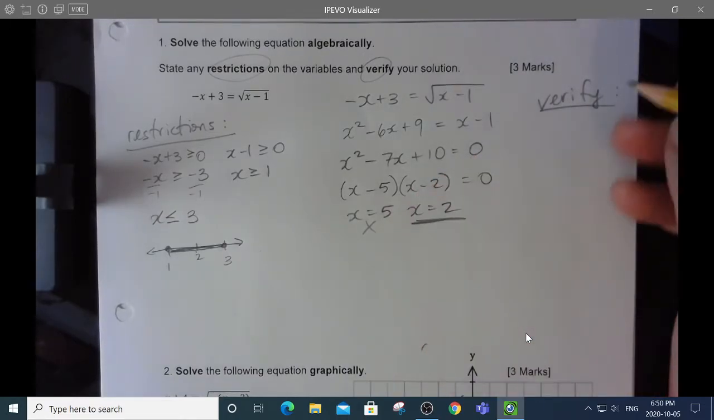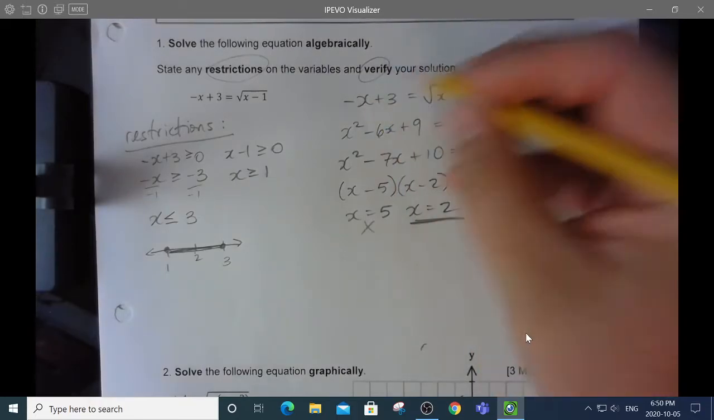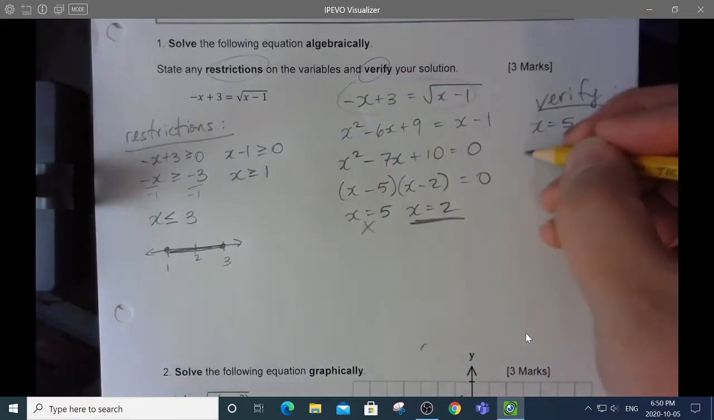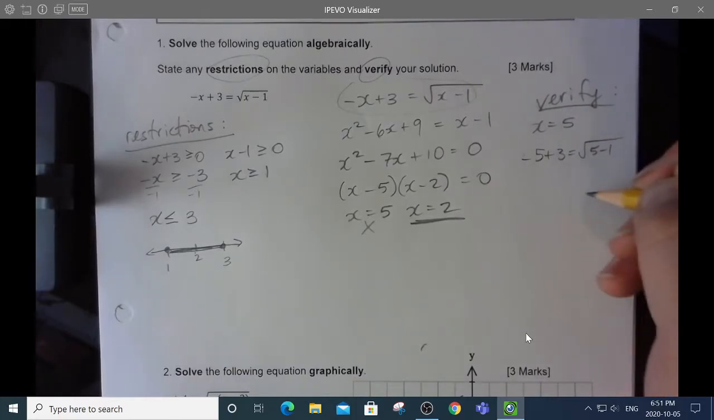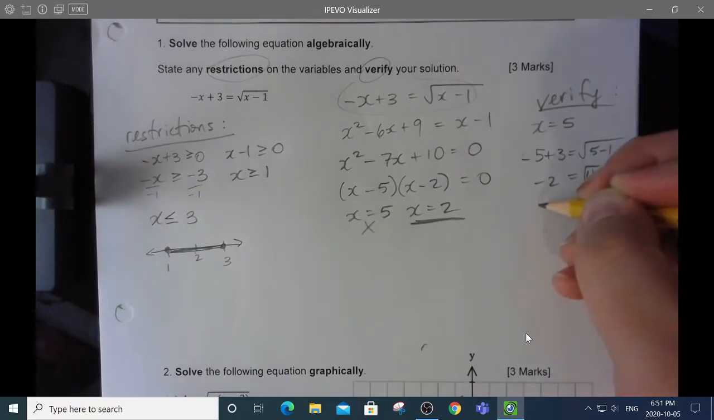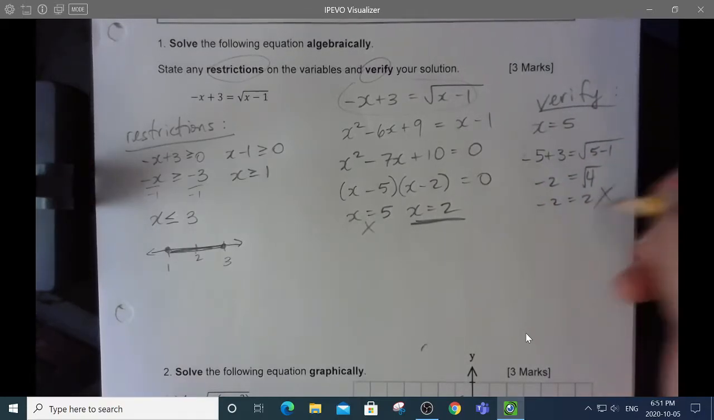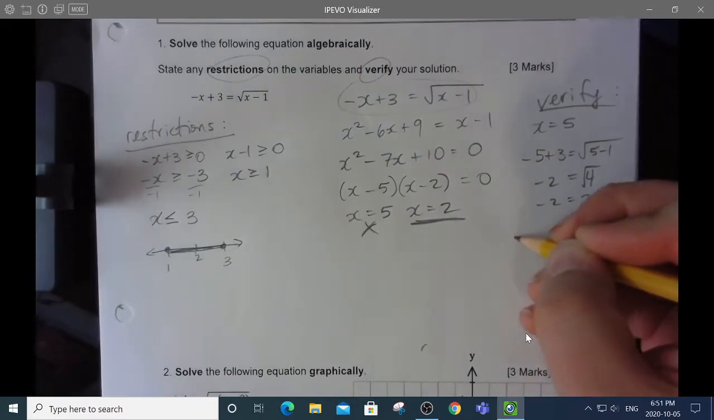First, I'll try the one that I already know isn't going to work. I'll try x equals 5. So I'll plug x equals 5 into my original equation. Negative 5 plus 3 has to equal the square root of 5 minus 1. And that would be the square root of 4, which is 2, but the left side is negative 2. And negative 2 does not equal 2, so that one clearly does not work. We knew that already. Let's verify the other one. The other one is x equals 2.